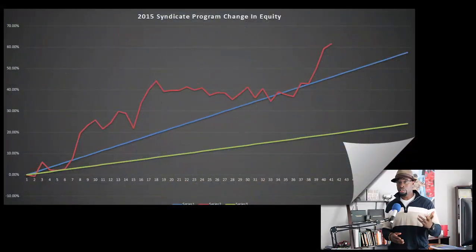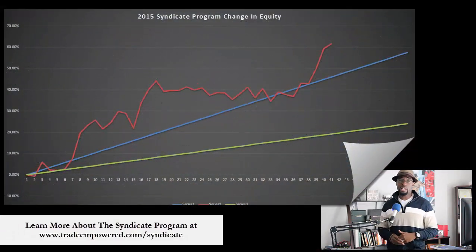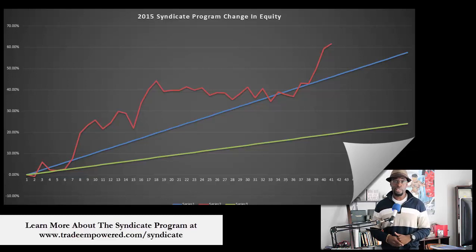We had a great example of this in the syndicate this year. And the syndicate is a program where Jason and I have shared every single trade that we've taken. So for all you guys out there that like to leave nasty comments about, oh, show me your brokerage statement and give me your password, I'm not going to do that.